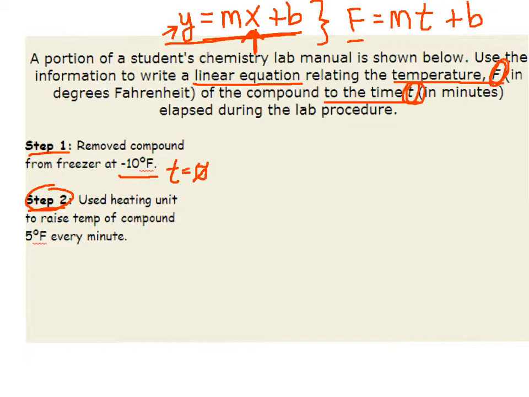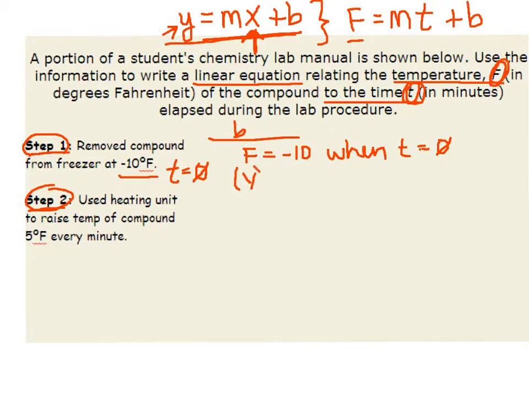So first, we're going to figure out what this b is, so what our f-intercept will be. And we're going to use what we figured out in step 1 here, what we read here, to find that out. We know that we removed the compound from the freezer at -10 degrees Fahrenheit. So we knew that f equals -10, and I'm going to drop the units just for the time being, when, and we already made a note of that, it's when it's first taken out of the freezer, so it's when t equals 0. Now I'm going to switch this back to the x's and y's just to make it clear where we get b from this.